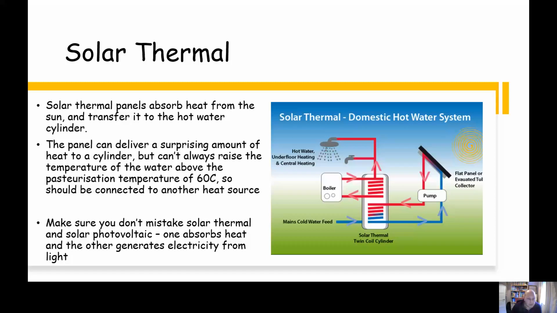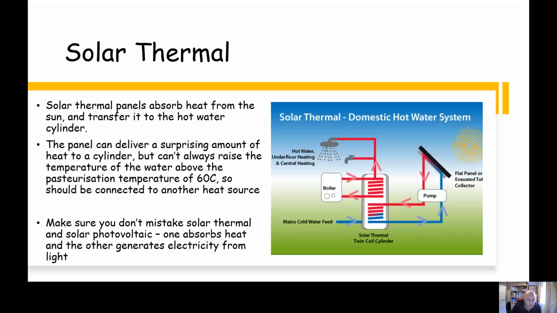Okay. But we'll chat quickly about solar thermal. Solar thermal panels absorb heat from the sun and transfer it into the hot water cylinder. They'd always go into the lower coil of the two, if it's got 2 coils connected. It can actually give a good amount of heat depending on the weather, but often it won't generate enough heat to heat the whole cylinder up past that pasteurization temperature of 60 degrees C. So it will require another heat source, an auxiliary heat source, to be added.